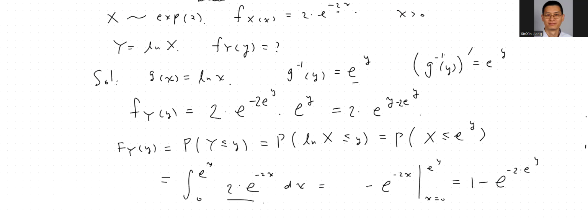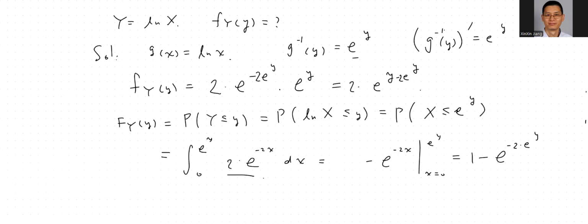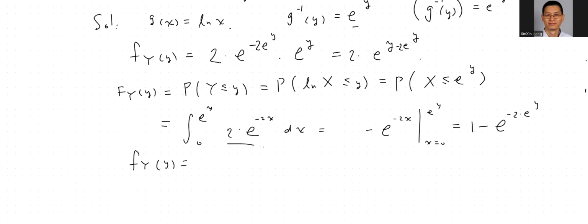All right. And then you differentiate it, f sub capital Y of little y. That's negative e to the negative 2 times e to the y, and then the chain rule times negative 2 times e to the y. So the negatives cancel out: 2 e to the negative 2 times e to the y times e to the y. Okay, so they're the same.